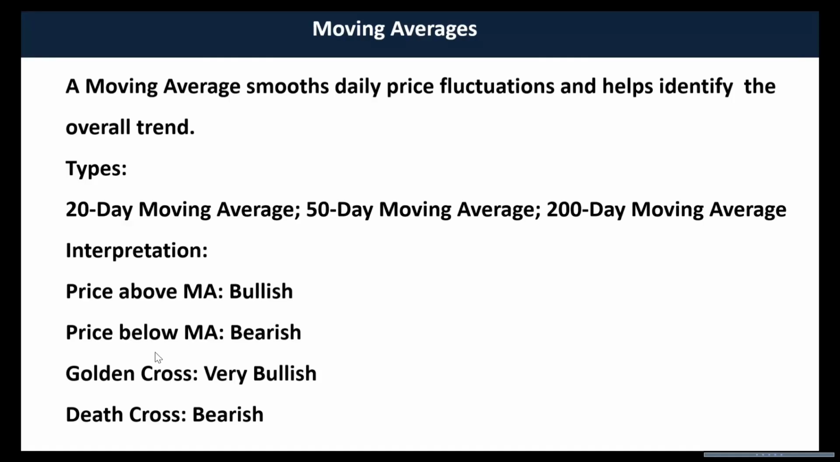Similarly, instead of looking at daily price fluctuations, technical analysts calculate the average price over several days, right? So this average is called what? Moving average. So you can see the definition here. A moving average smooths daily price fluctuations and helps to identify the overall trend. Sometimes the temperature may be 32 degrees, sometimes 35 degrees, sometimes 38 degrees. Like that, if you take some days of temperature, we can know the average temperature.